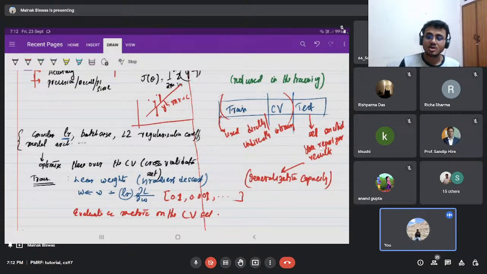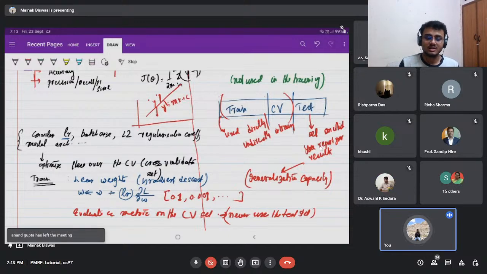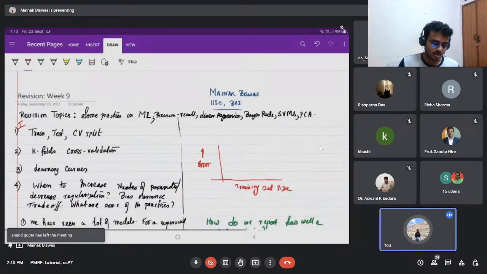Evaluate the metric on the cross validation set. Never use the test set. Whatever you want to find out, say the learning rate, you evaluate your model on the cross validation set and see how well it is doing. Finally, when everything has been selected, say the model architecture, L2 regularization, batch size and all, you report your results on the test set. Is this clear? I hope it is. This is nothing too complicated.